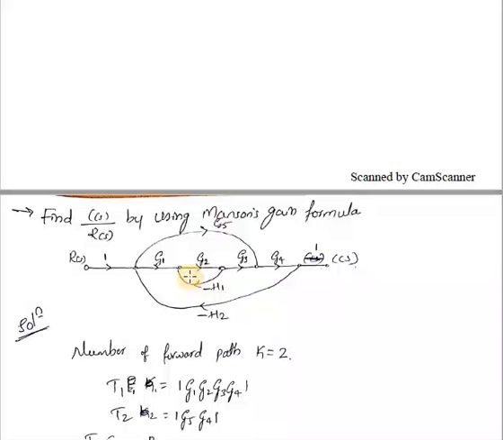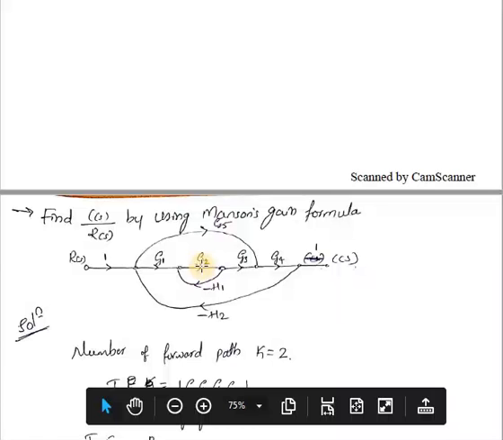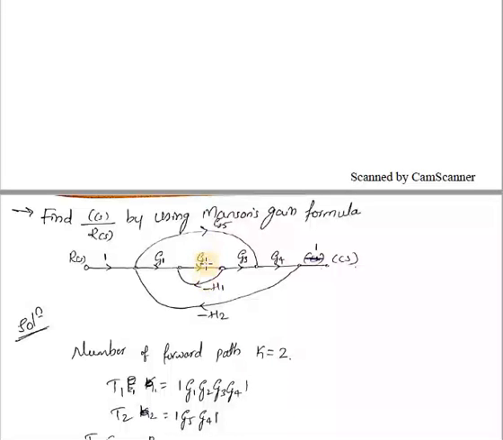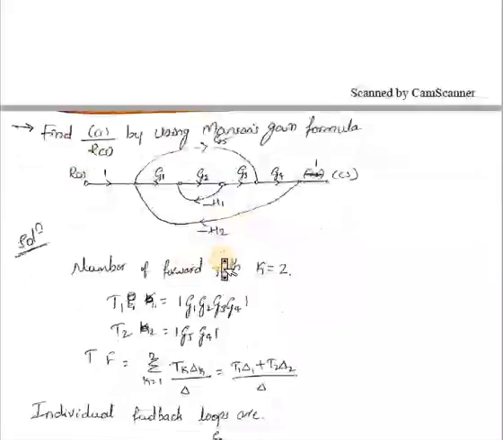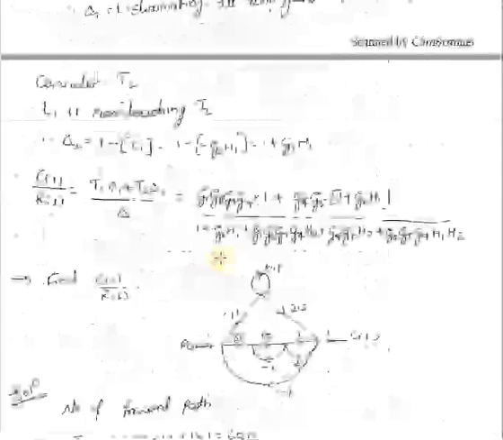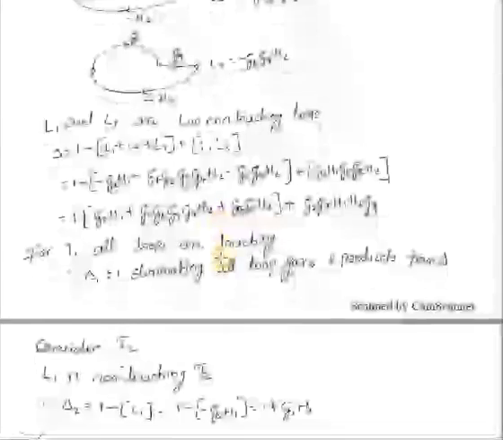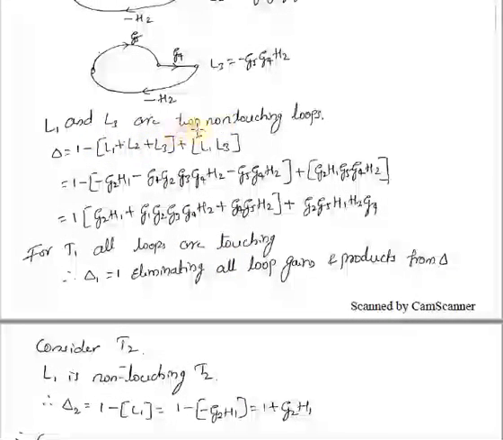If I take L1 and L3, L1 is here and L3 is from here to this node and coming back to the origin, and your L1 is here. That means if you consider this L1 and L3, nowhere are they touching, nowhere are they sharing common nodes. So we can take L1 and L3 as two non-touching loops. That is, L1 and L3 are two non-touching loops.